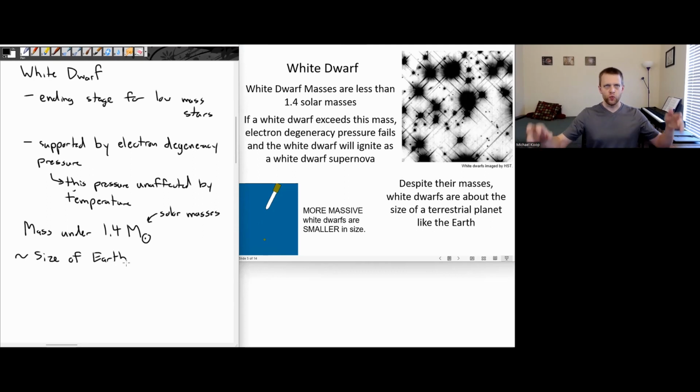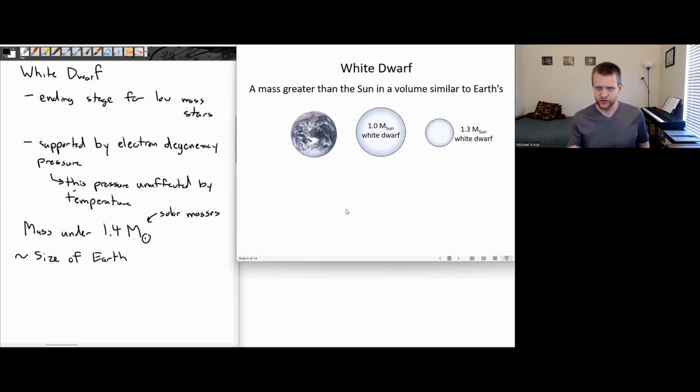This means we've got a mass comparable to the mass of our sun compressed down into a region around the volume of the Earth. That means that this material is exceedingly dense. This is basically as compressed as you can make ordinary material that's made up of atoms. So again, we've got a mass comparable to the sun compressed down into a volume similar to Earth.